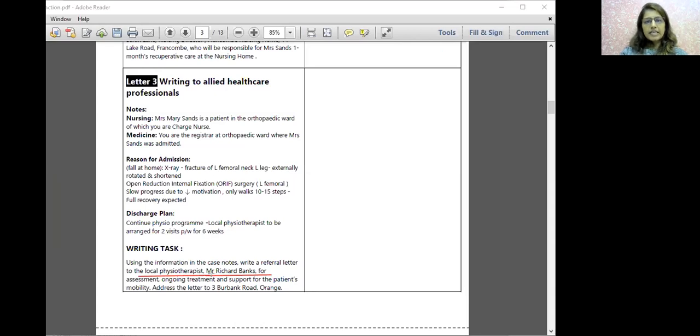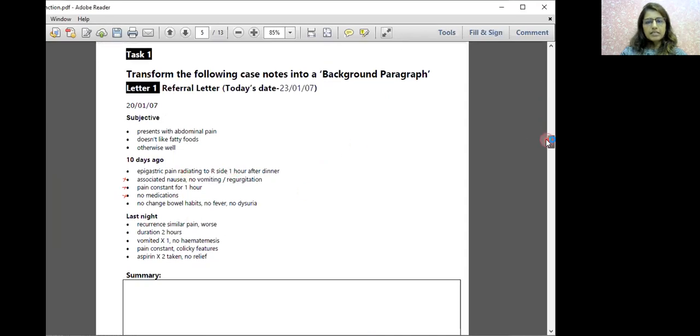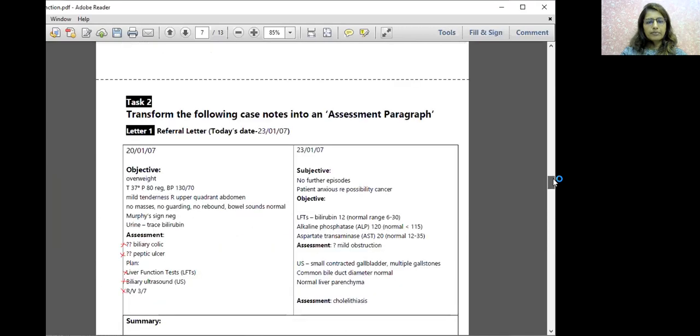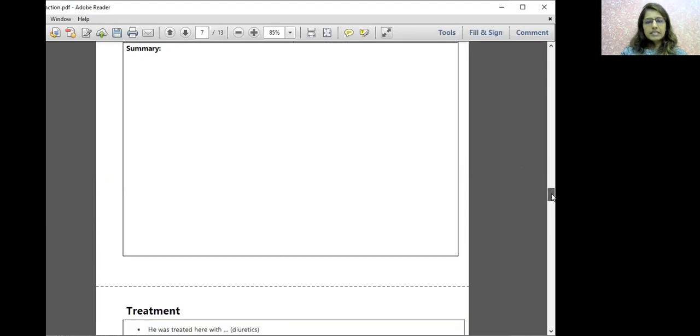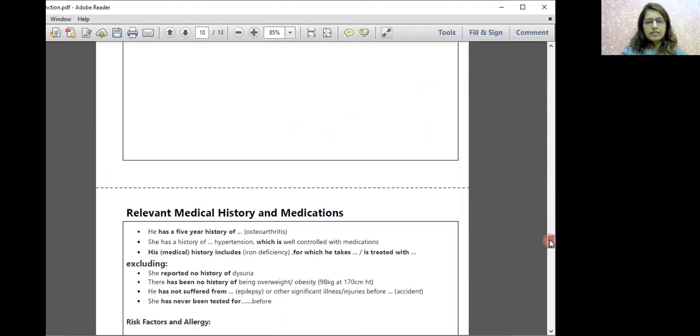Okay, so for writing introducing situation, this is the extension activity that you need to do in task 1, letter 3. Then for writing background paragraph, we tried writing about the complaints, but I want you to write the physical examination finding and test result paragraph. Again, I have selected the case notes already and excluded which are not necessary. And for treatment, again, we have already practiced writing for the nurse, but you can try practicing for the treatment for physiotherapist. How will you write for physiotherapist the background paragraph? So that is practice for background.